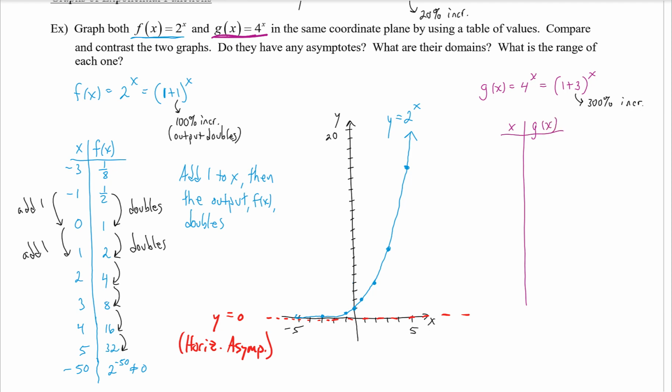So if I plug in something like -3, 4 to the -3, that's 1/64. That's really tiny. -2, that's 1/16. -1, that's 1/4. 0 is 1. 1 is 4. 2 is 16. 3 is 64, I think. So notice every time x gets bigger by 1, it's a 300% increase.